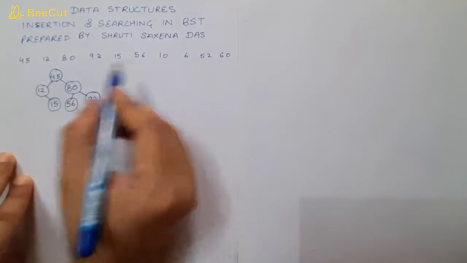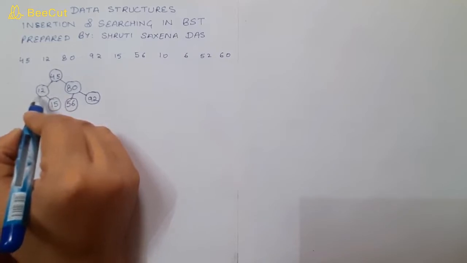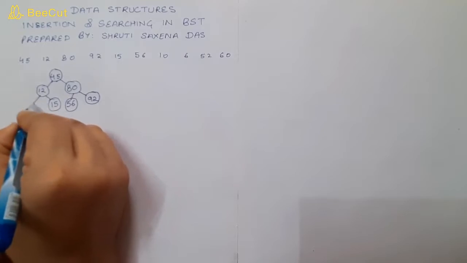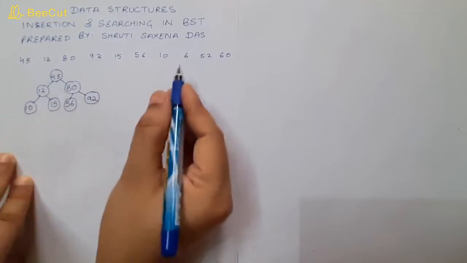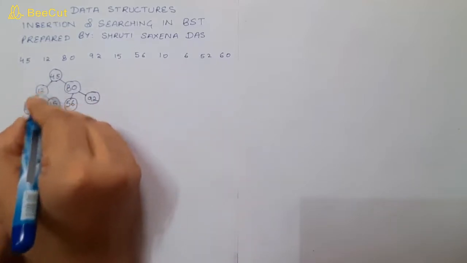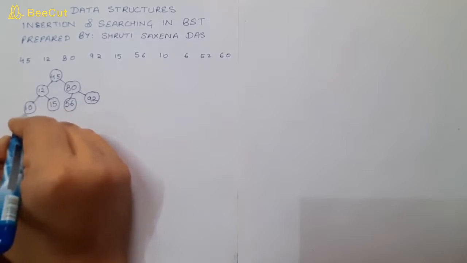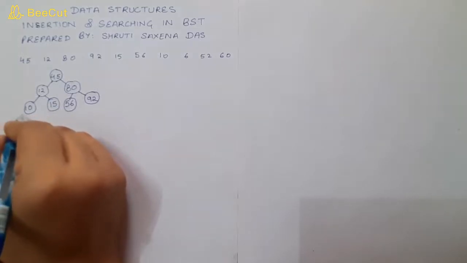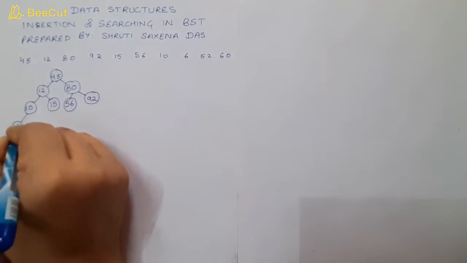Next is 10. 10 will be compared with 45. 10 is less than 45, so we'll come to 12. When we compare to 12, again 10 is less than 12, so it will come in the left of 12. Next is 6. We'll compare with 45. 6 is less than 45, we'll come to 12. 6 is less than 12, we'll come to the left, that is 10. We'll compare 6 with 10. 6 is less than 10, so it will be attached to the left of 10.